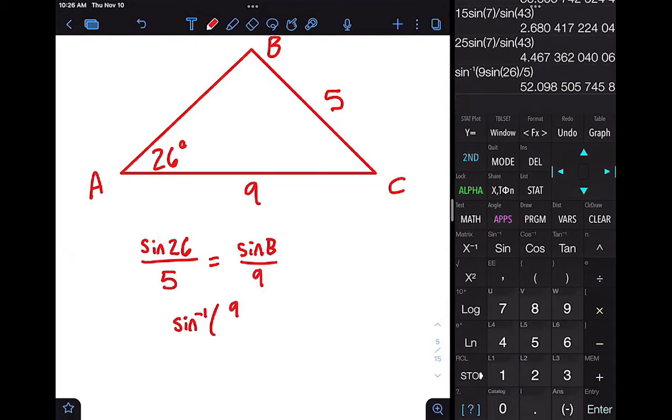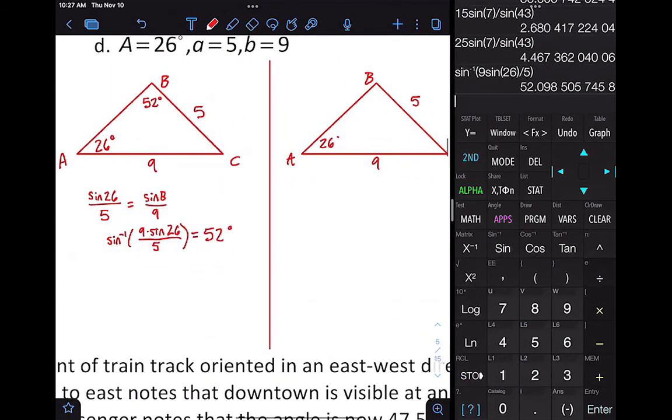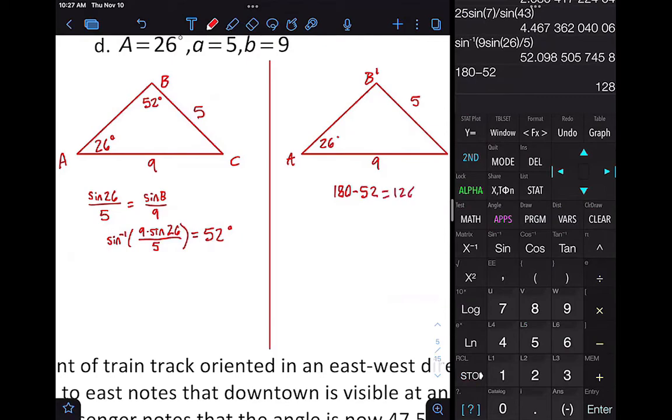I guess I'll write it out here for the notes. You don't need to write this out, I trust that you guys can do that there. So about 52 degrees right there? Okay. So to find the second case B, what do you need to do with 52? Subtract it from 180. So 180 minus 52, 128. This is your second case here for B prime.